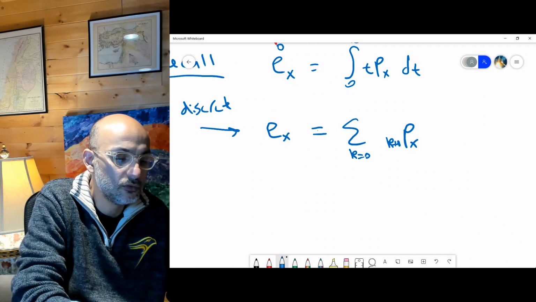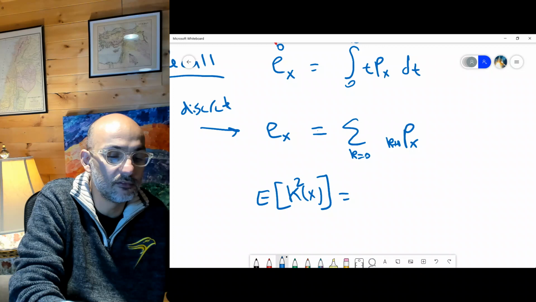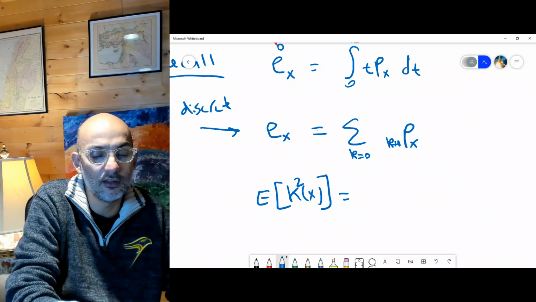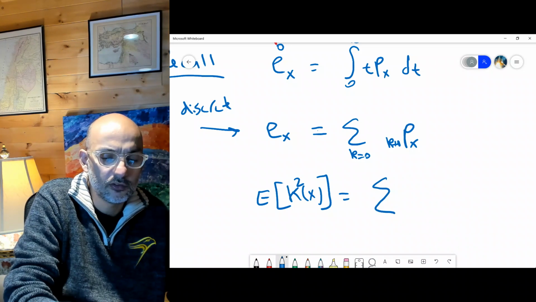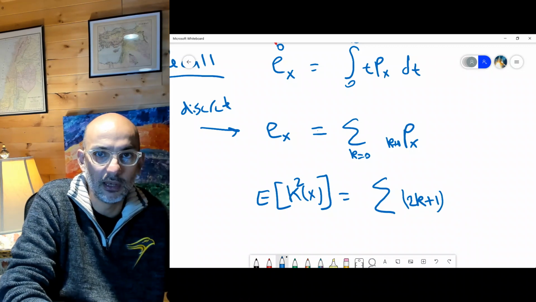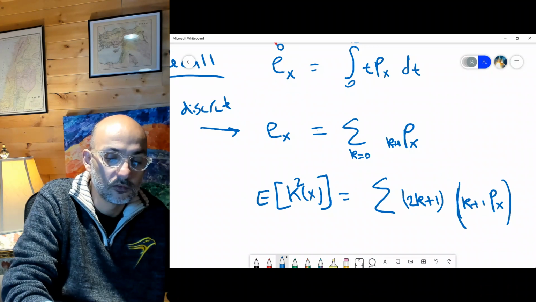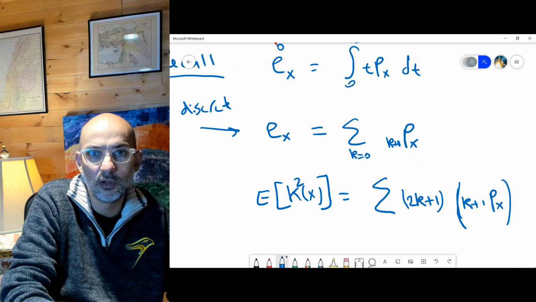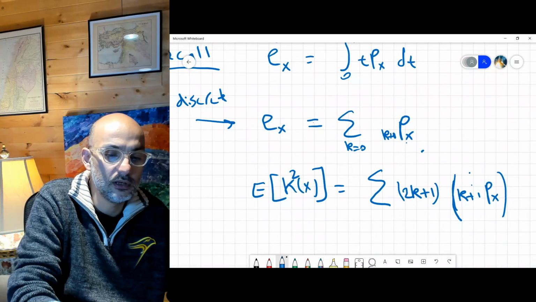What if you wanted to find the expected value of K_x squared, the second moment? We can't use it to calculate the variance directly. This is not the variance, it's the second moment. Just know the formula now, and I'll tell you in a second with an example how to compute it. It's the sum of 2k plus 1 multiplied by the same probability, k plus 1 px. Those you really need to know.